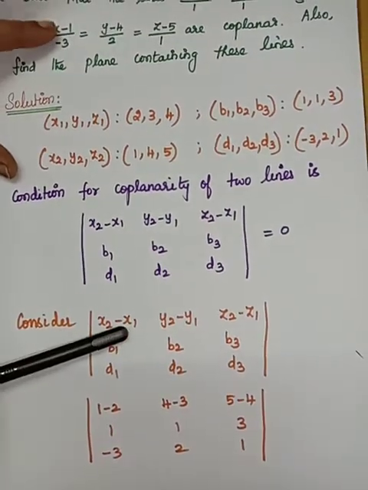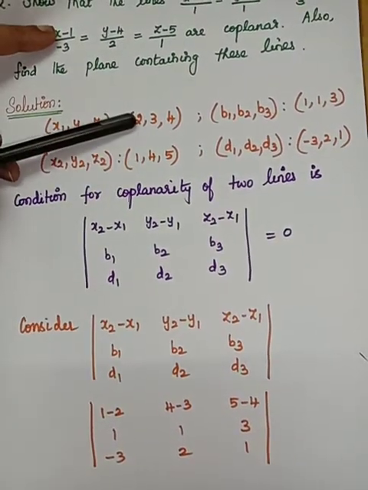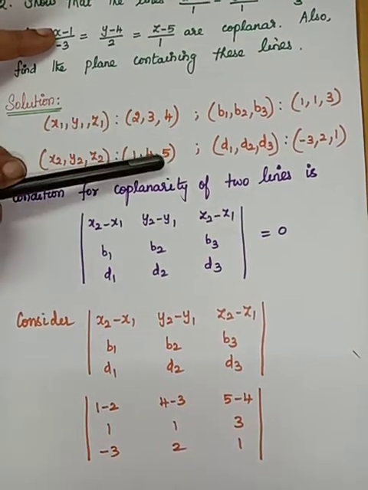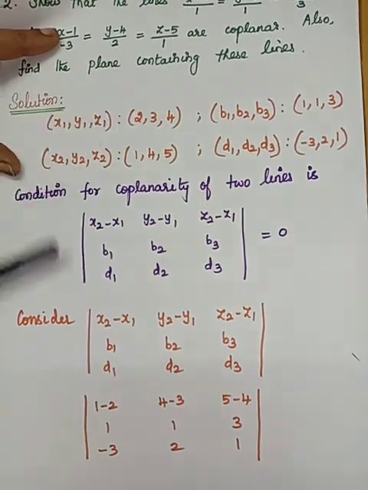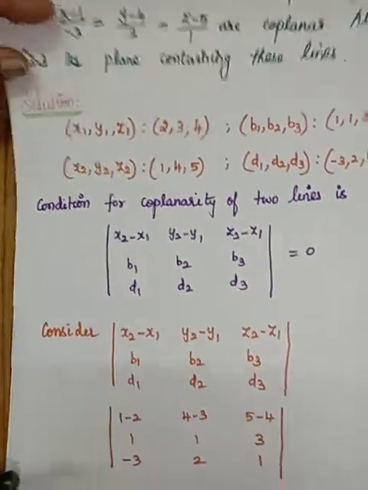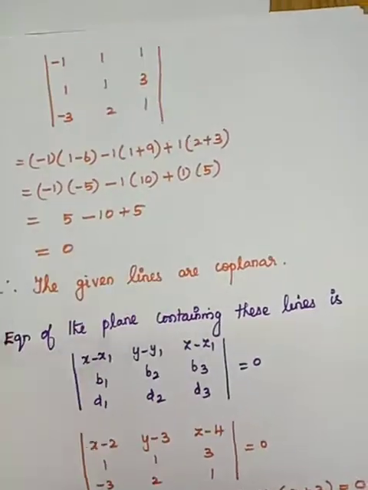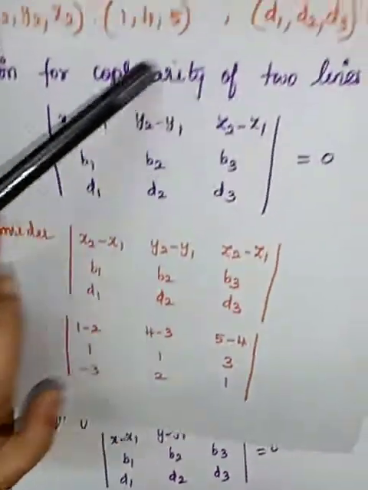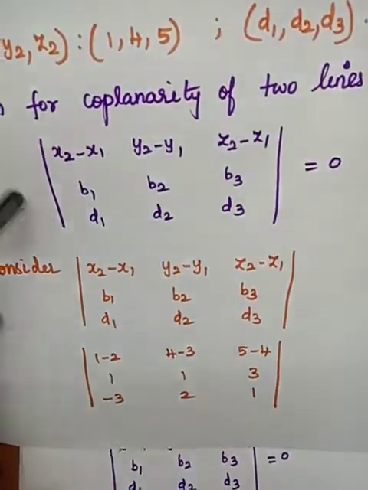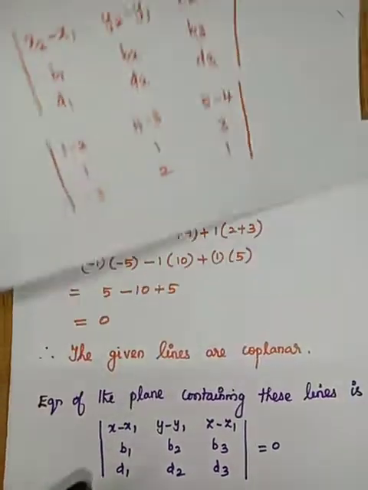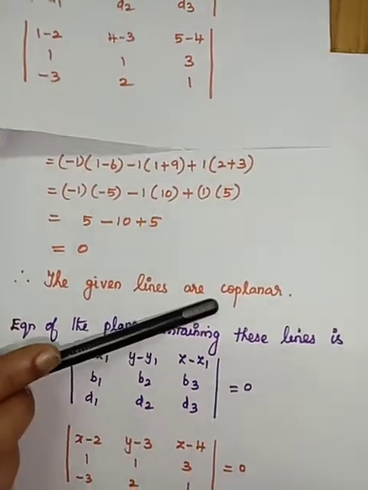See now, x2 minus x1, so 1 minus 2. y2 minus y1, 4 minus 3. z2 minus z1, 5 minus 4. And b1, b2, b3, d1, d2, d3 are substituted. So when you simplify, you will get the answer as 0. So the condition for the coplanarity of two lines is satisfied. Therefore the given lines are coplanar.